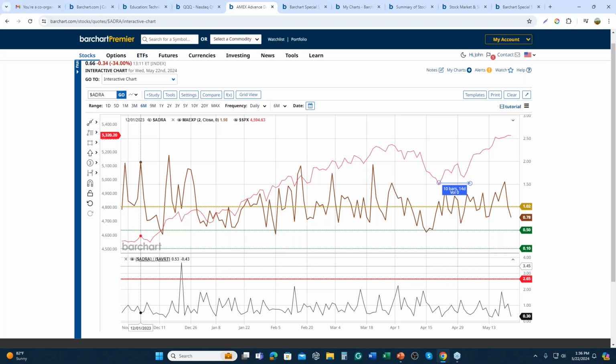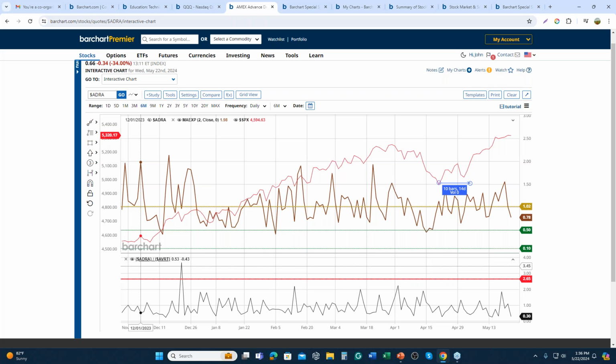That was created by a technician whose last name was Arms. But if you have a trading platform, you might see that ARMS index as a symbol maybe called TRIN, but that one is based on the New York Stock Exchange.